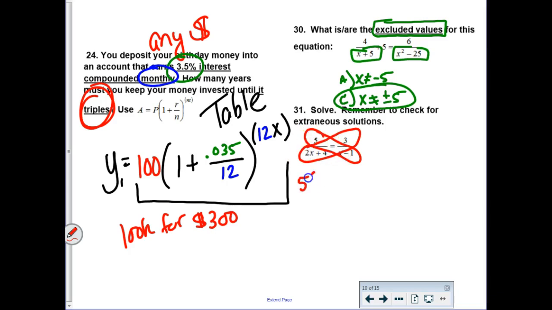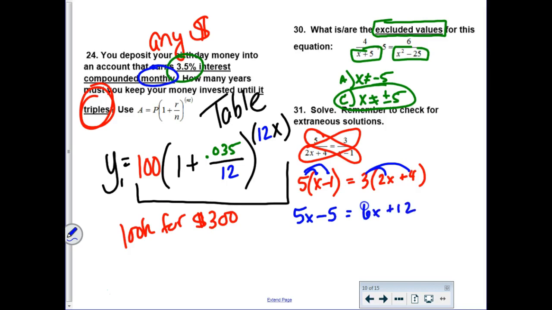All right, it says 5 times x minus 1 equals 3 times 2x plus 4. Notice how I haven't actually done any distribution yet because I don't want to forget to do all of it. Now I will distribute the 5 and I will distribute the 3. So 5x minus 5 equals 6x plus 12. And then we solve.